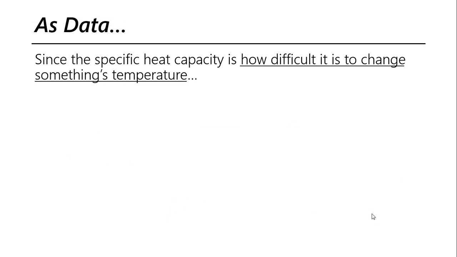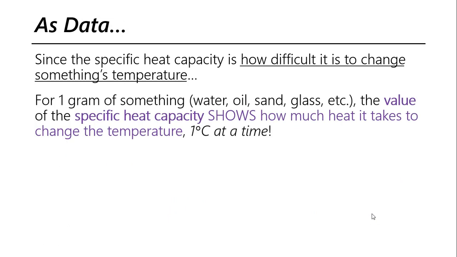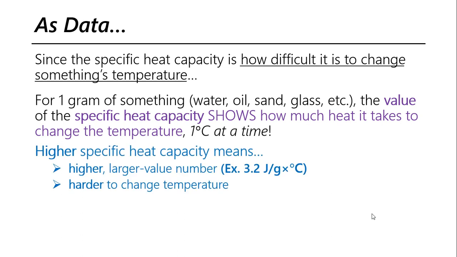So, when we look at this in terms of data, that value of the specific heat capacity, the number, shows us how much heat it takes to change that temperature, essentially 1 degree Celsius at a time, for 1 gram of something. If we have more than 1 gram of something, it takes, of course, more heat, but it follows this kind of ratio. Okay, so a higher specific heat capacity is shown in a higher, larger value number.